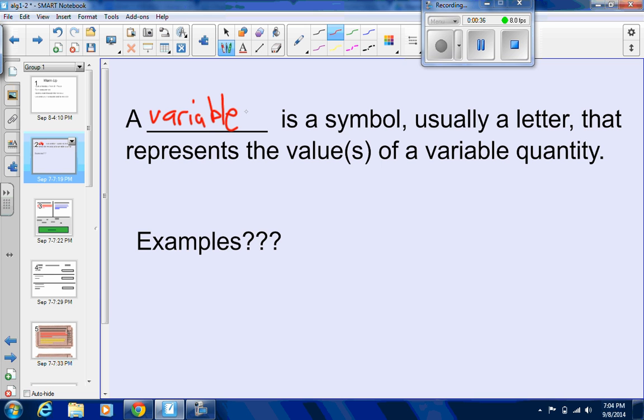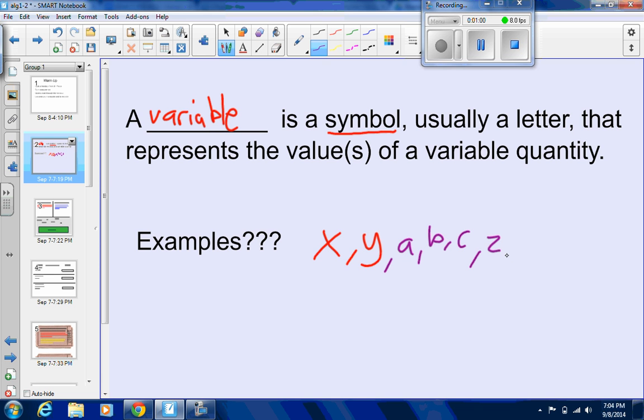is a symbol. It can be any symbol. It doesn't have to be a letter. It's usually a letter that represents the values of a variable quantity. Some examples could be x or y. Those are very common ones that you see a lot of places. You might see other ones. We're going to use other ones: a, b, c, even z maybe.